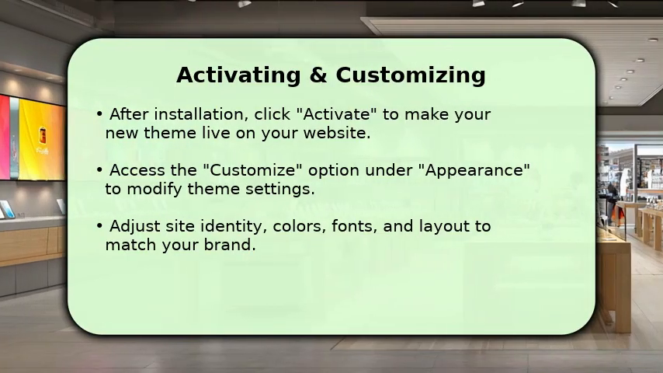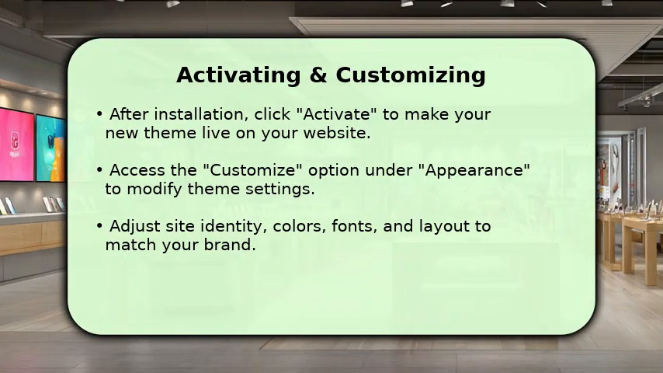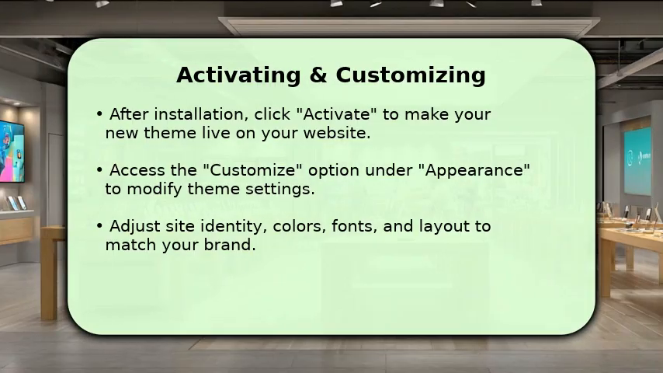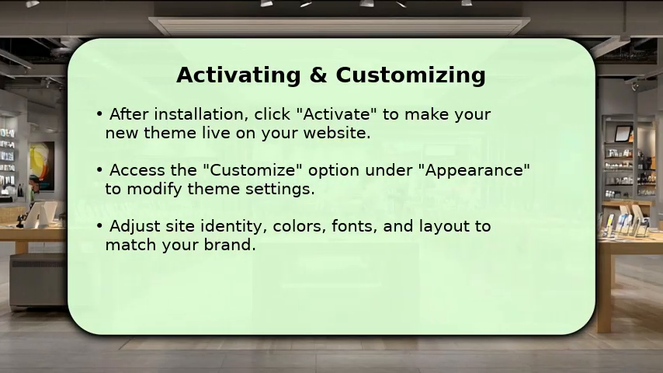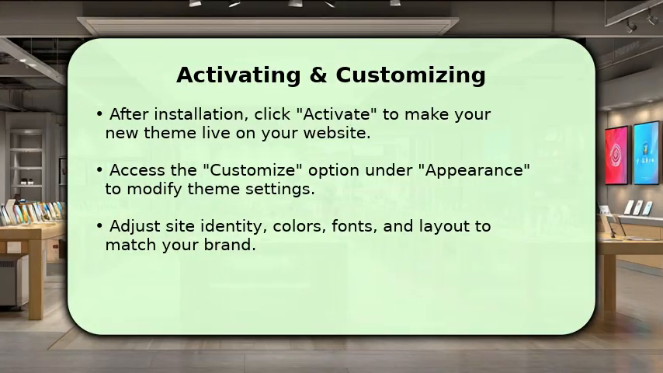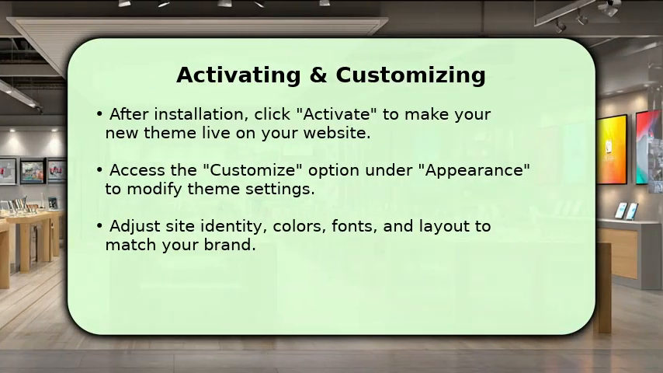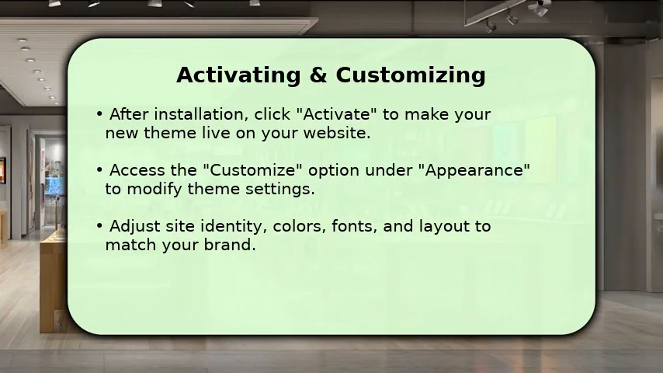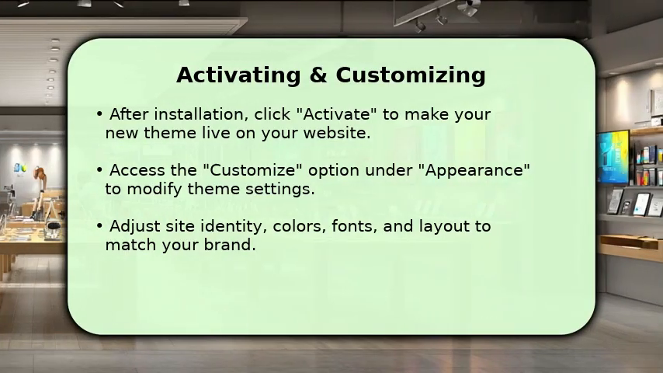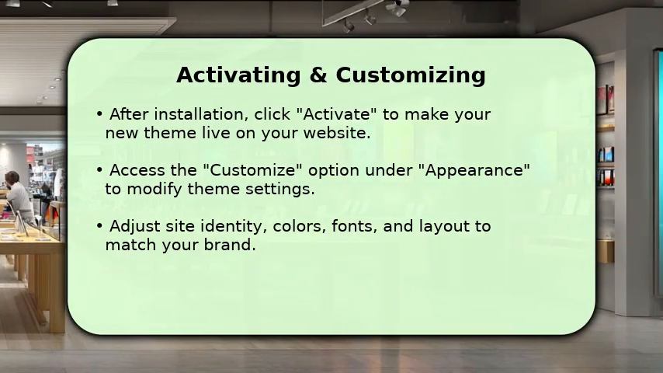Next, navigate to Appearance and select Customize. Here, you can adjust various aspects like your site's title, colors, and fonts. Experiment with the layout options to align with your brand vision. Remember to click Publish or Save Draft frequently to preserve your progress, ensuring no changes are lost.